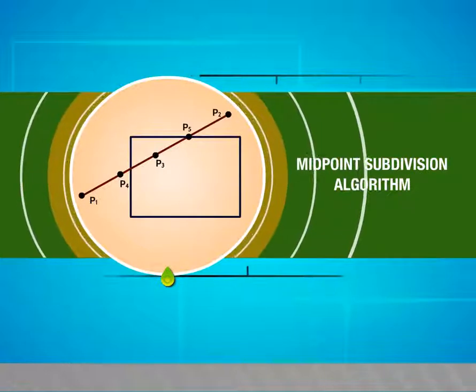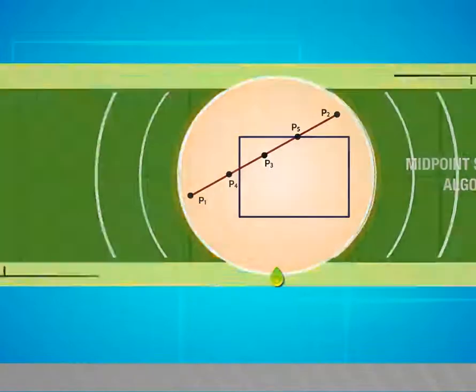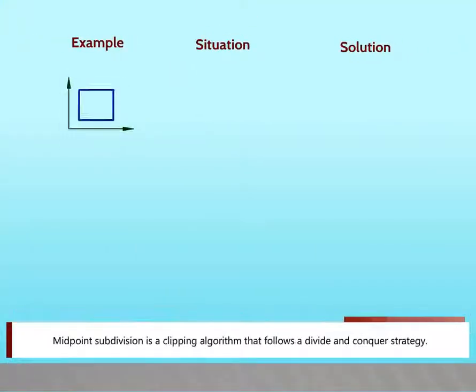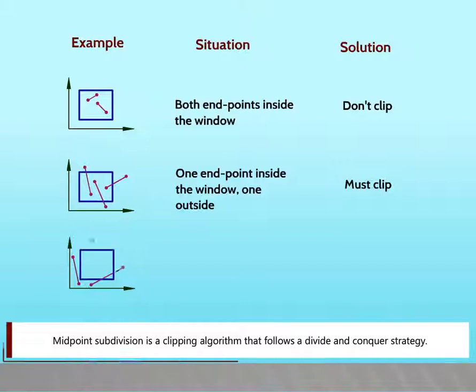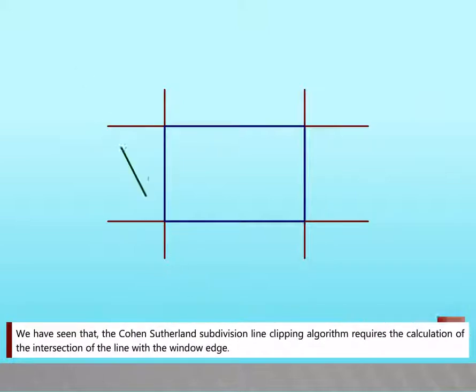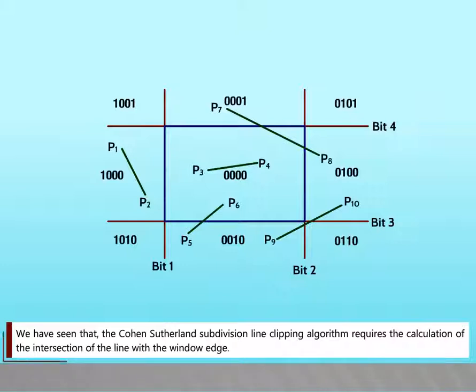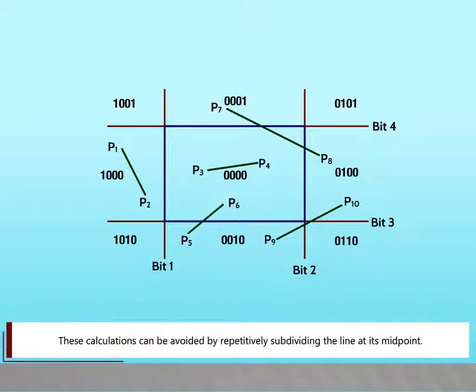Midpoint subdivision algorithm. In this video, we are going to see the midpoint subdivision algorithm. Midpoint subdivision is a clipping algorithm that follows a divide and conquer strategy. We have seen that the Cohen-Sutherland line clipping algorithm requires the calculation of the intersection of the line with the window edge. These calculations can be avoided by repetitively subdividing the line at its midpoint.